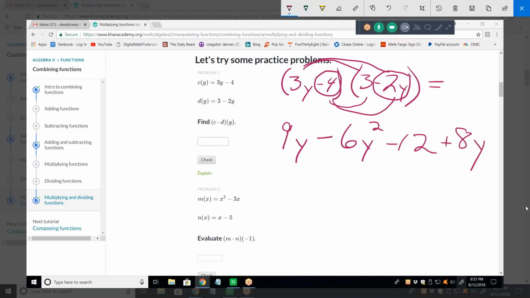The main thing I'd much rather do is stay in the order of FOIL. Okay? Now I can rearrange this. So what's the final answer going to be if I put it in proper order? It would be negative 6y squared plus 17y minus 12. And that should be our answer.